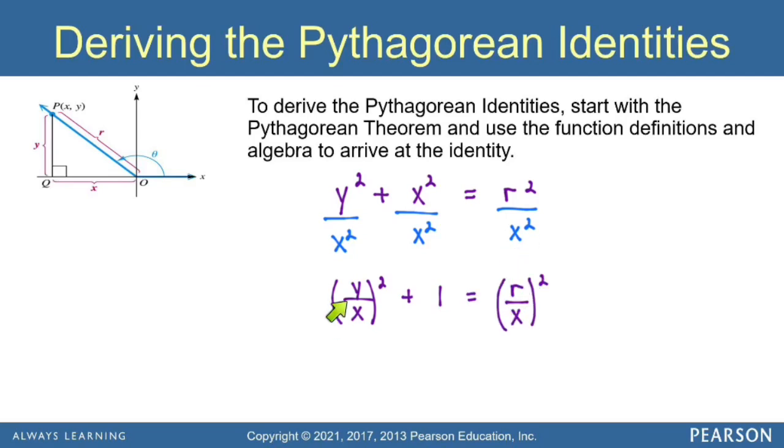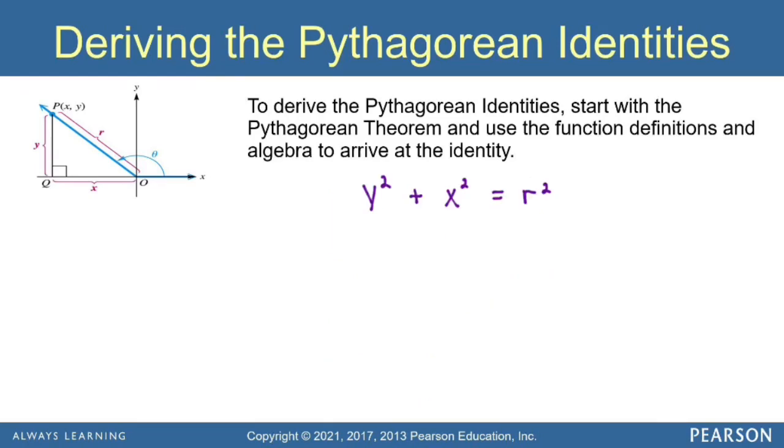Now we recognize y over x as the tangent function. So this is going to be written tangent squared theta. And then we have our plus 1. And then over here on the right side, r over x may not be as familiar at first, but if you think about this as the reciprocal of the cosine function, you'll recognize that this is secant. So this is secant squared theta. And so here is our second Pythagorean identity. Tangent squared theta plus 1 is secant squared theta.